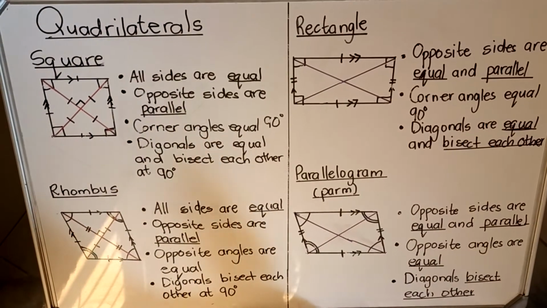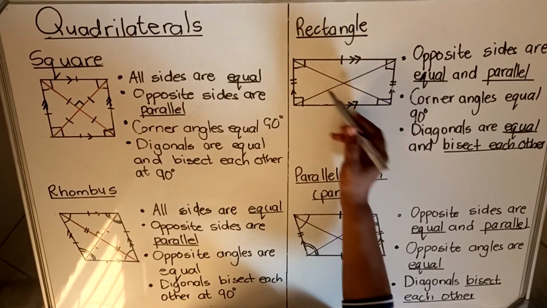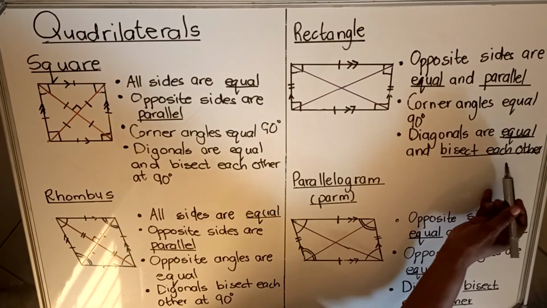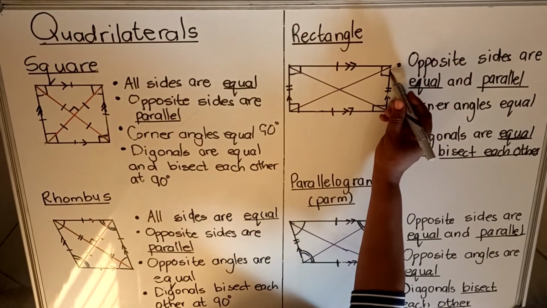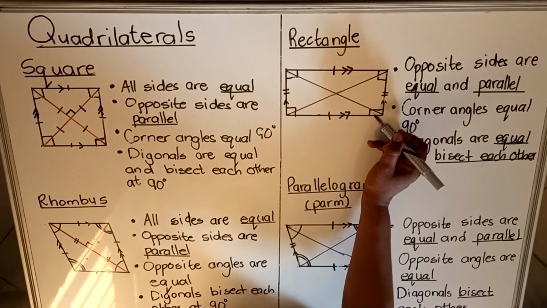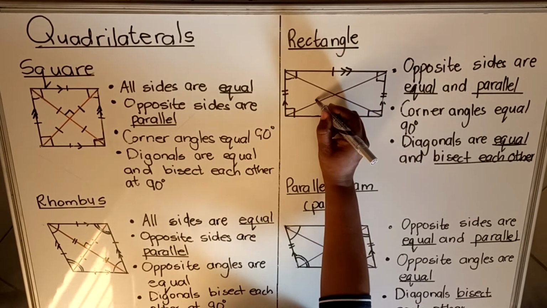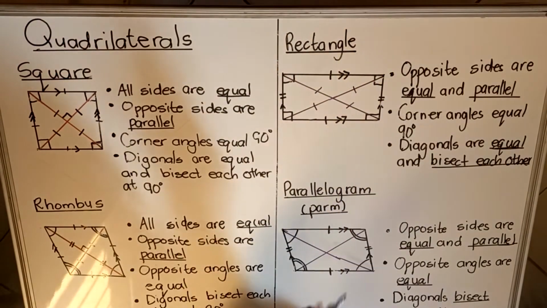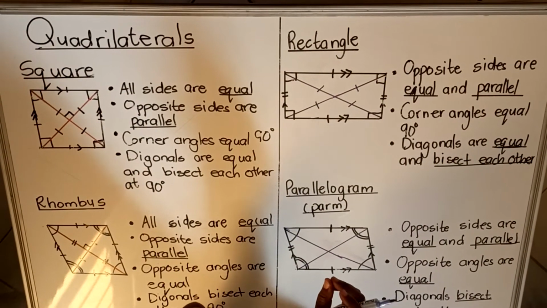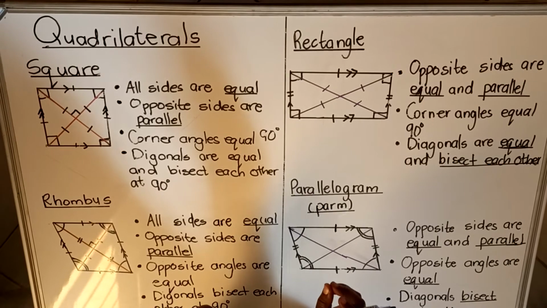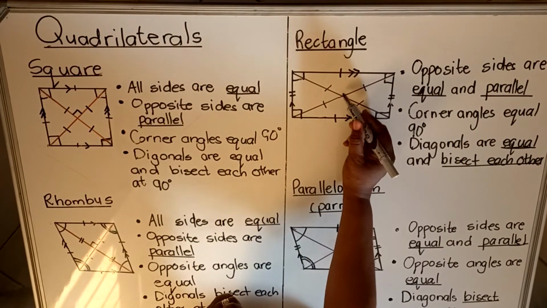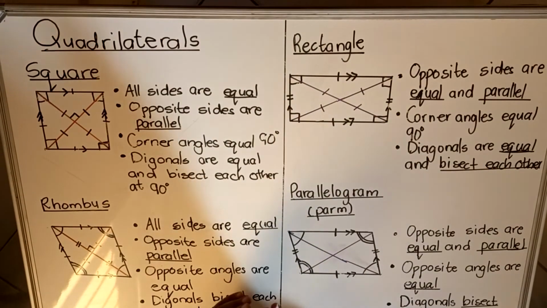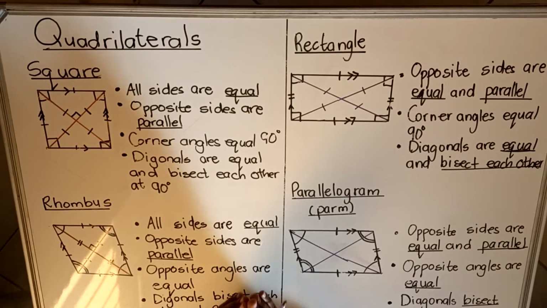Right, diagonals. I've drawn the diagonals now here. The diagonals of a rectangle are equal and they bisect each other. So it means that line is equal to that line. When they say they bisect each other, it means this will be equal to that and that will be equal to that. This property is similar to the square one. The difference is that with a square, they bisect each other at 90 degrees. Now these ones, they don't. They are just equal and bisect each other.